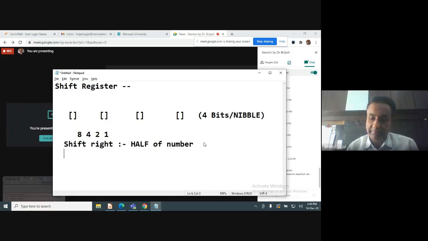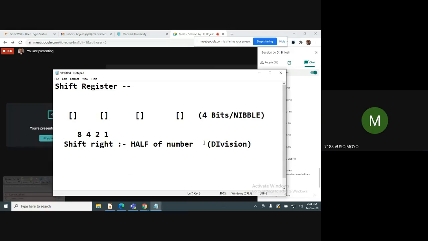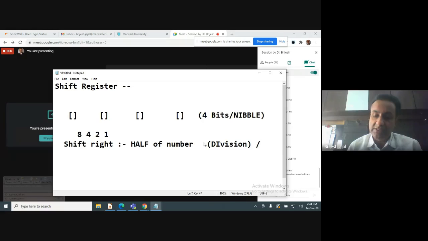So what you are doing, this is known as which process? Division. This is the arithmetic operation division. Yes or no? Yes, sir. When in a C program you write divide, actually what it is doing is going inside the shift right circuit, and it will perform all the operations and give you the result. This is how it practically happens.